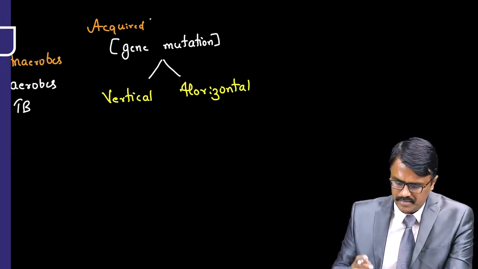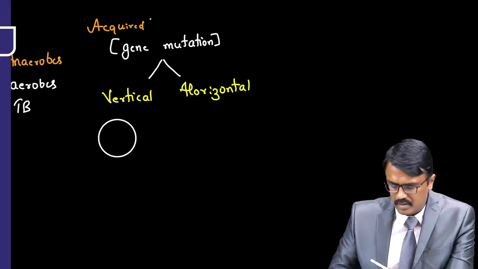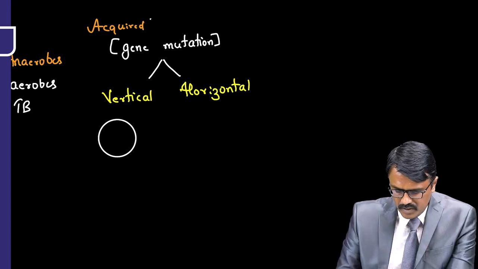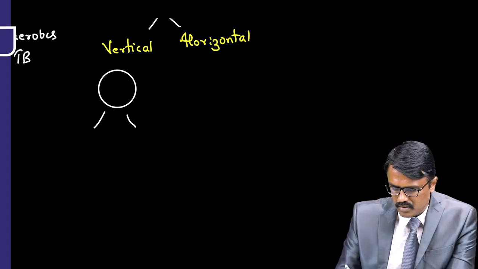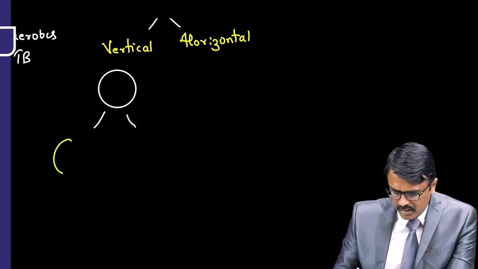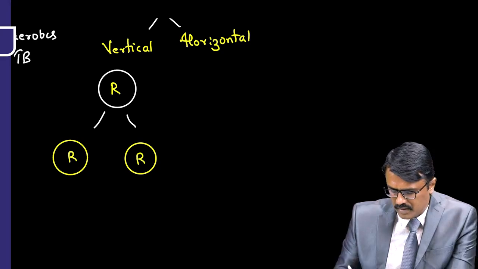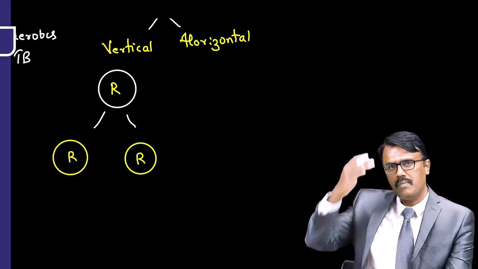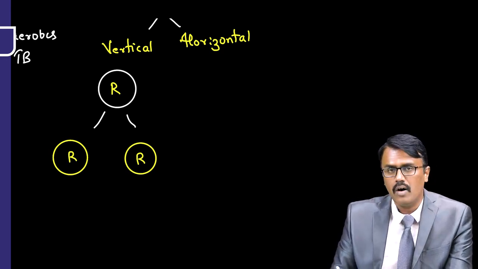What do you mean by vertical? Suppose this is the bacteria. When it divides, it will give rise to two daughter bacteria. So the resistant gene is transferred from mother to daughter, and that is vertical transmission, from above to below. That's it.